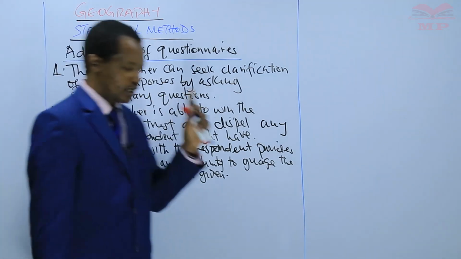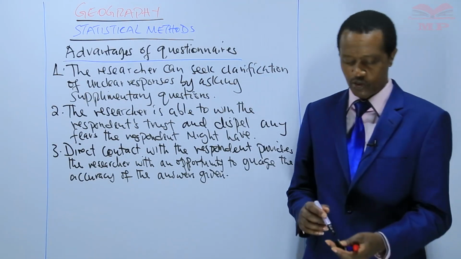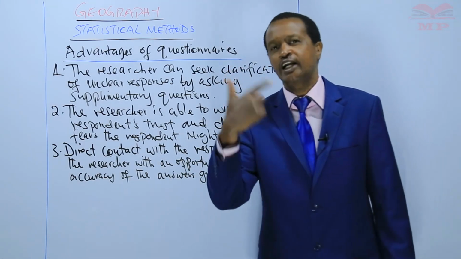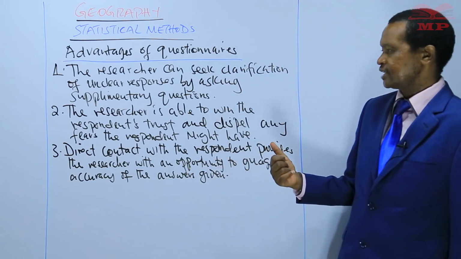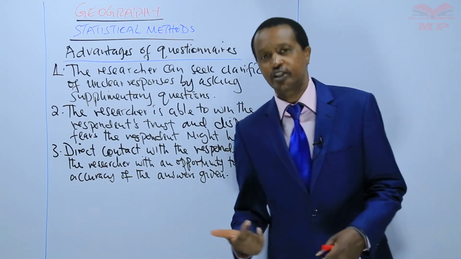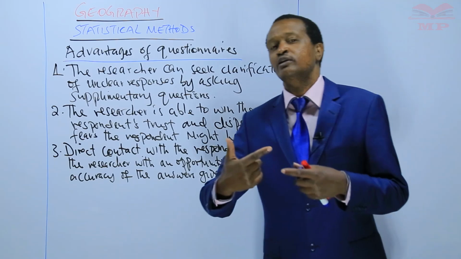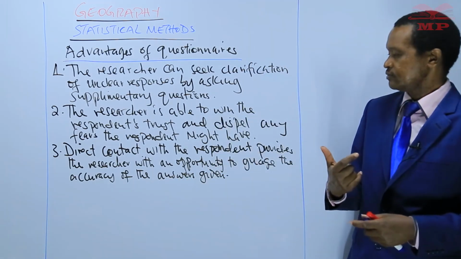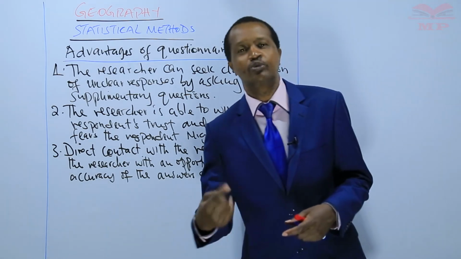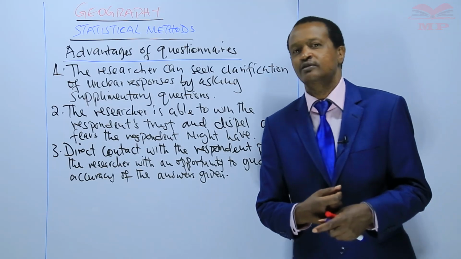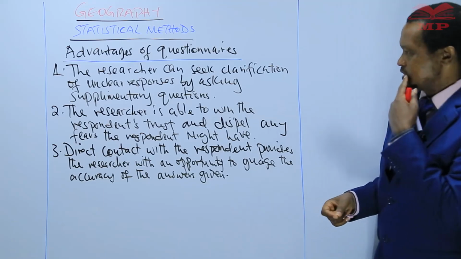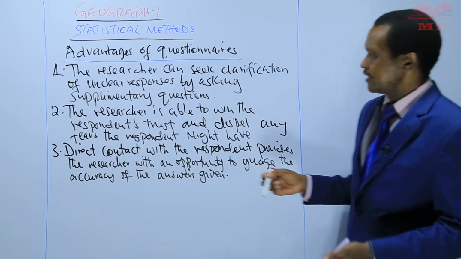Direct contact. When you come into direct contact with a person, sometimes you can know whether the answers that the person is giving are accurate or not by studying the body language. Sometimes you can tell when someone is not telling the truth. We are talking of accuracy of the answers. You can tell when someone is guessing. You can tell when someone is sure about what they are saying. Why? Because of direct contact.